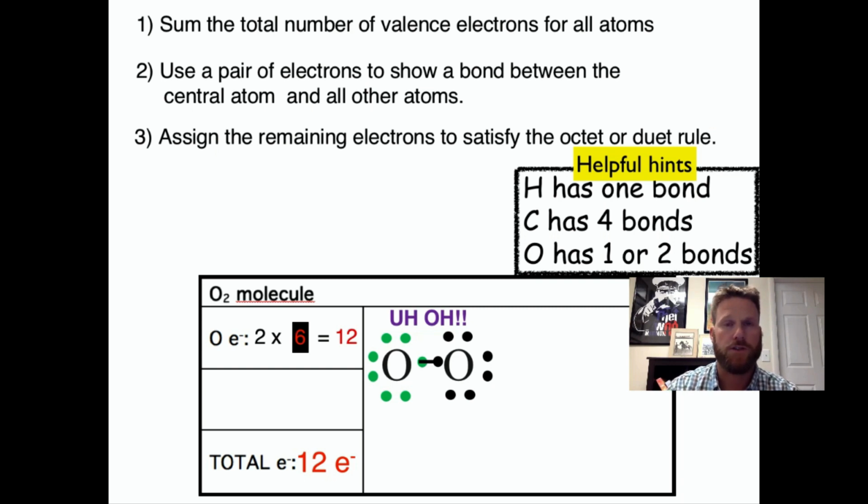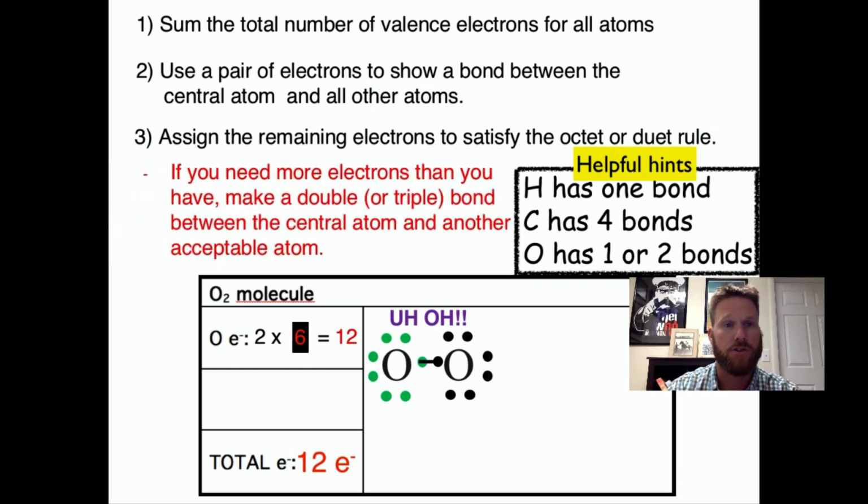To do that, you just remove a pair of electrons from both atoms and then draw a double bond in between. And if that still doesn't work, you can keep drawing for a triple bond. This will only need a double bond. Check this out. By doing that, each oxygen now fulfills the octet rule and you've assigned the correct number of electrons.